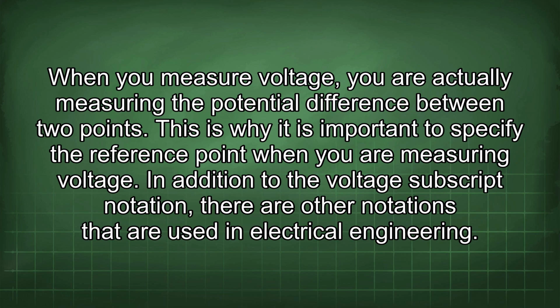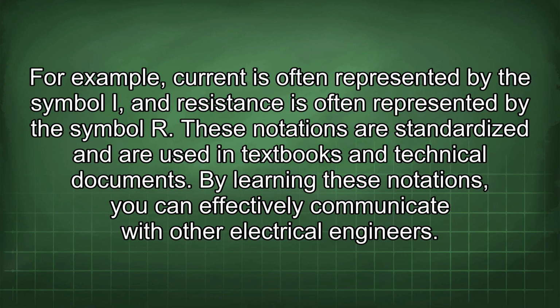In addition to the voltage subscript notation, there are other notations that are used in electrical engineering. For example, current is often represented by the symbol I, and resistance is often represented by the symbol R. These notations are standardized and are used in textbooks and technical documents. By learning these notations, you can effectively communicate with other electrical engineers.